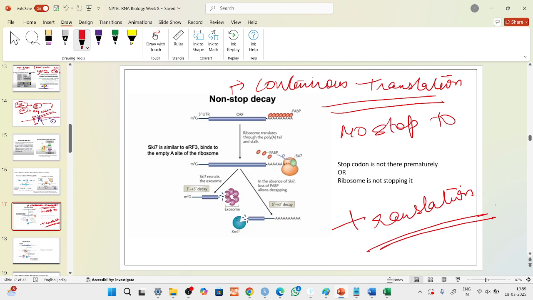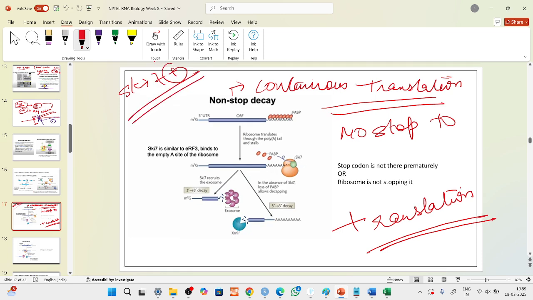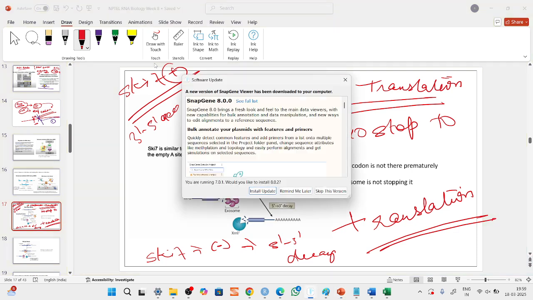If Ski7 is present, then you will have 3 prime to 5 prime decay. If Ski7 is not present, then you will have 5 prime to 3 prime decay. So Ski7 decides whether it goes for a 3 prime to 5 prime decay or a 5 prime to 3 prime decay. Is it clear to everybody? I hope that this becomes clear to you.